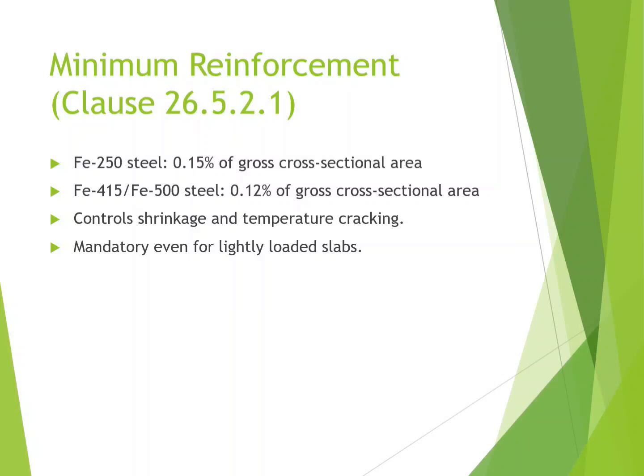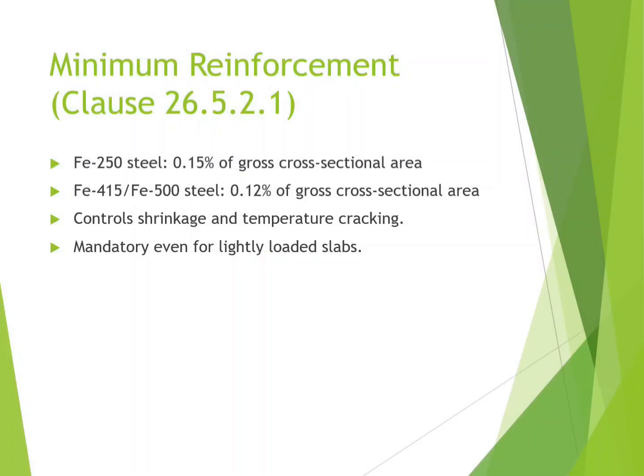Second is minimum reinforcement, clause 26.5.2.1. Concrete shrinks and expands with temperature changes, which causes cracking. To control this, we must provide a baseline mesh of steel even if the loads are tiny. If you are using ordinary mild steel, Fe 250, you must provide a minimum steel area of 0.15% of the total gross cross-sectional area. If you are using high-strength steel like Fe 415 or Fe 500, that minimum drops to 0.12%.